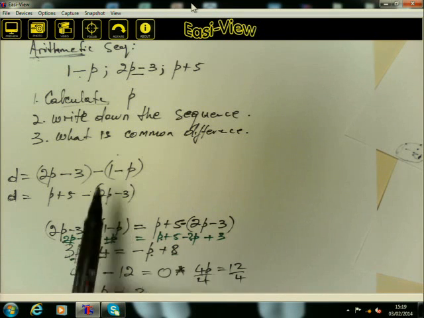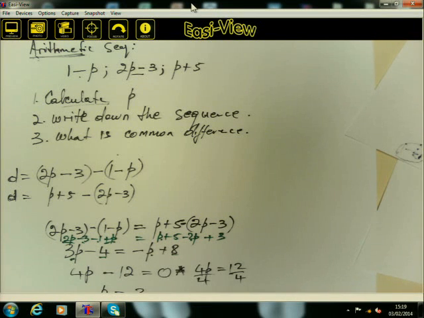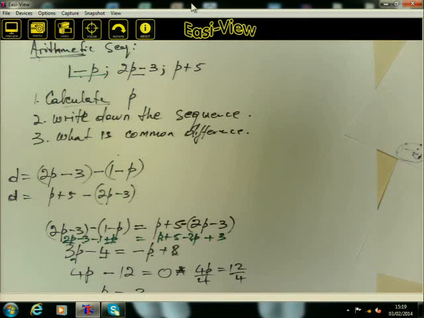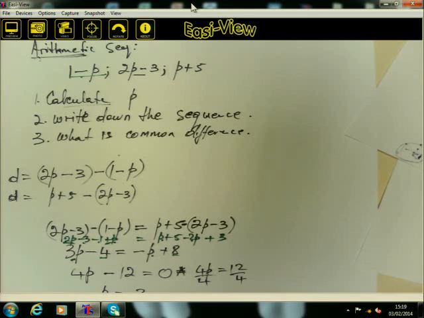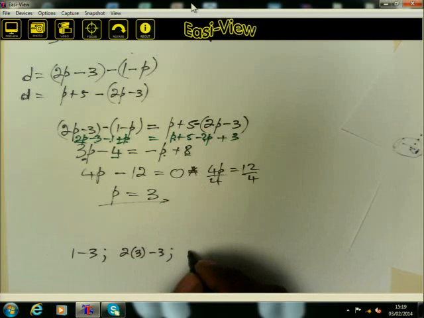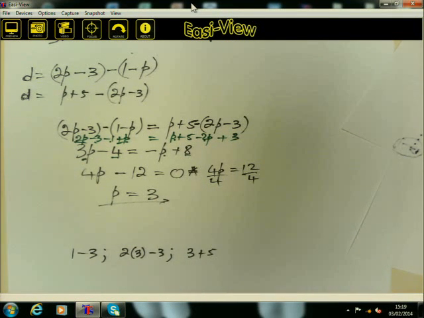And then the last one, to write down the sequence now, because the difference is there. The sequence is there, and the value of p, we take it from there. The first term will be 1 minus 3. The second term will be 2 times 3 minus 3. The third term will be 3 plus 5. Then our sequence will be that one. This gives us minus 2, and then this is 6, 6 minus 3 is also 3.